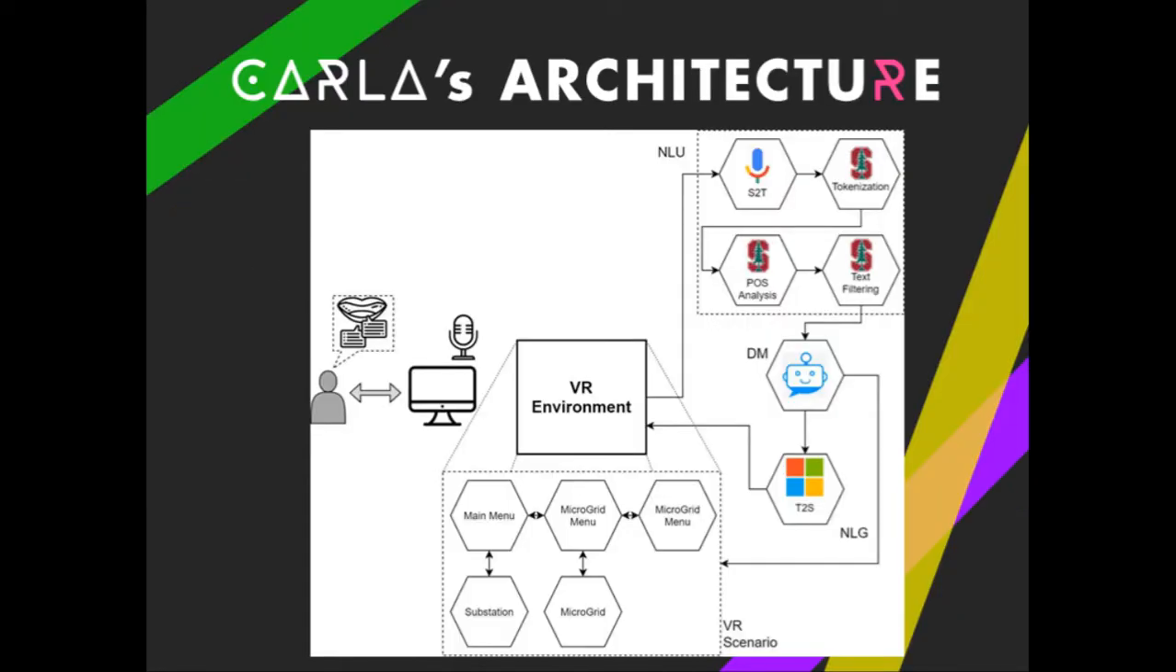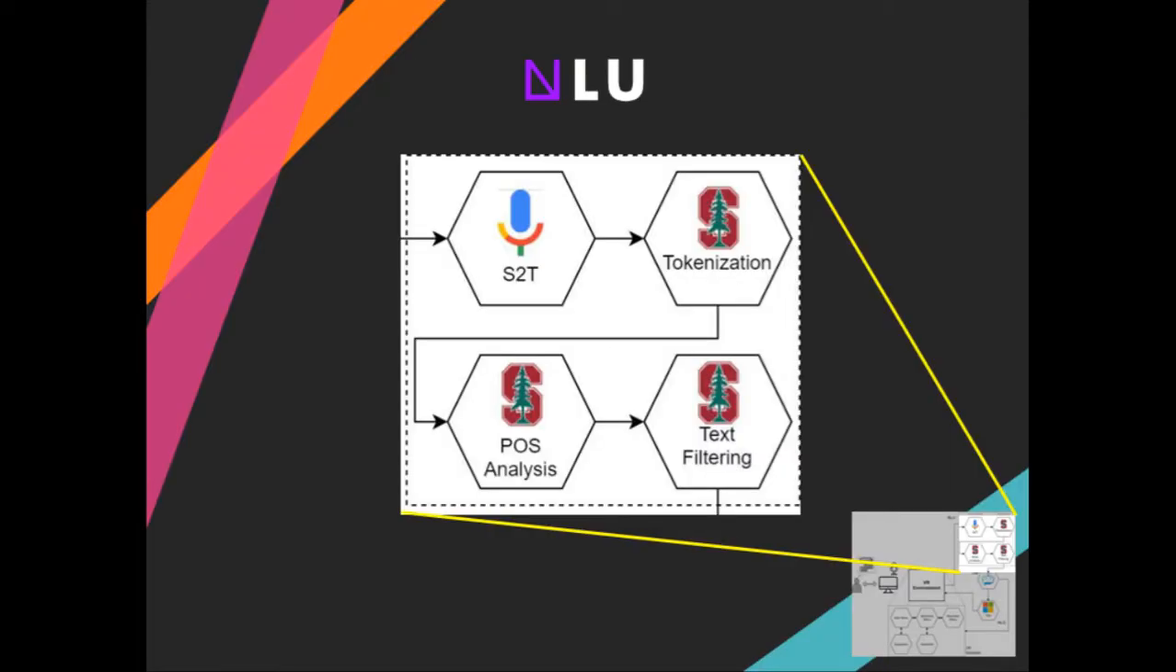Here's the whole system architecture, including the VR environment. On the right-hand side, we see the chatbot components. From top to bottom, we have the NLU, the dialogue manager, and the NLG. Now, if we focus a bit on the NLU, we can see four main processes. First, it listens to the user and parses his utterance into text using Google Speech.